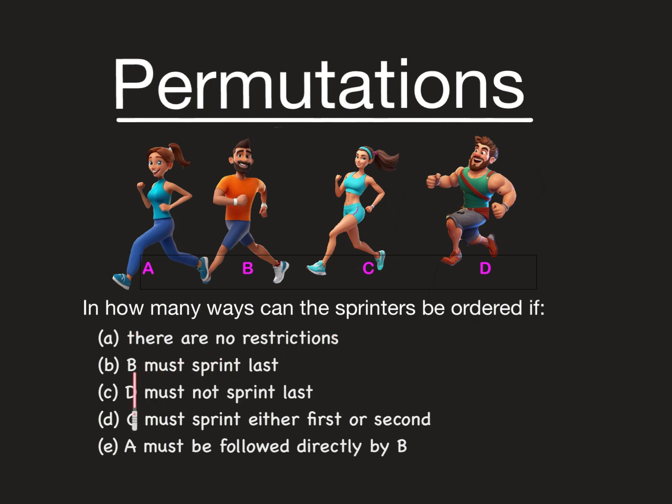In the second example, we want B to sprint last. In the third example, D must not sprint last, and C must sprint either first or second. And lastly, we've got an example where A must be followed directly by B. Let's start with the very first one, where there are no restrictions.